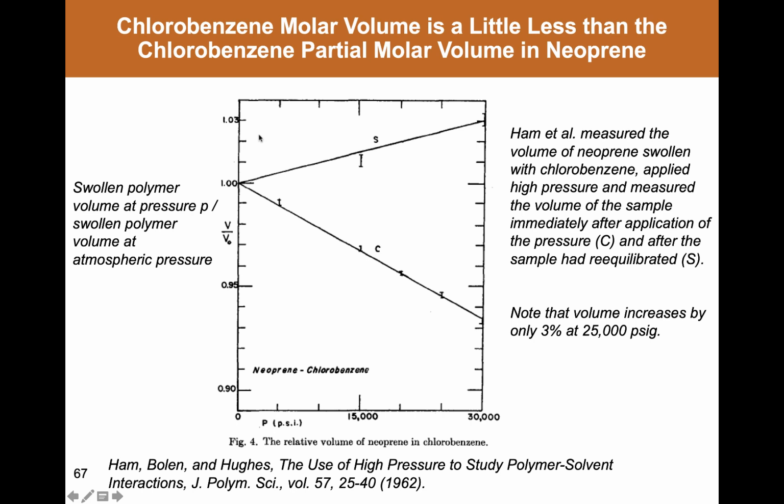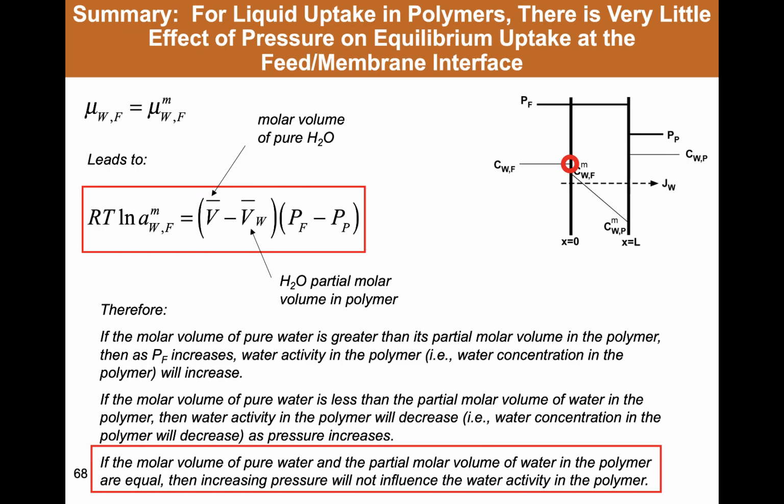Again, note that going to 30,000 psi, the volume of the sample only increases by 3%, so these are tiny effects really, and at the pressure ranges we're normally interested in, there'd be essentially no effect of pressure on the concentration of penetrant in the feed or high pressure side of the membranes we're interested in.